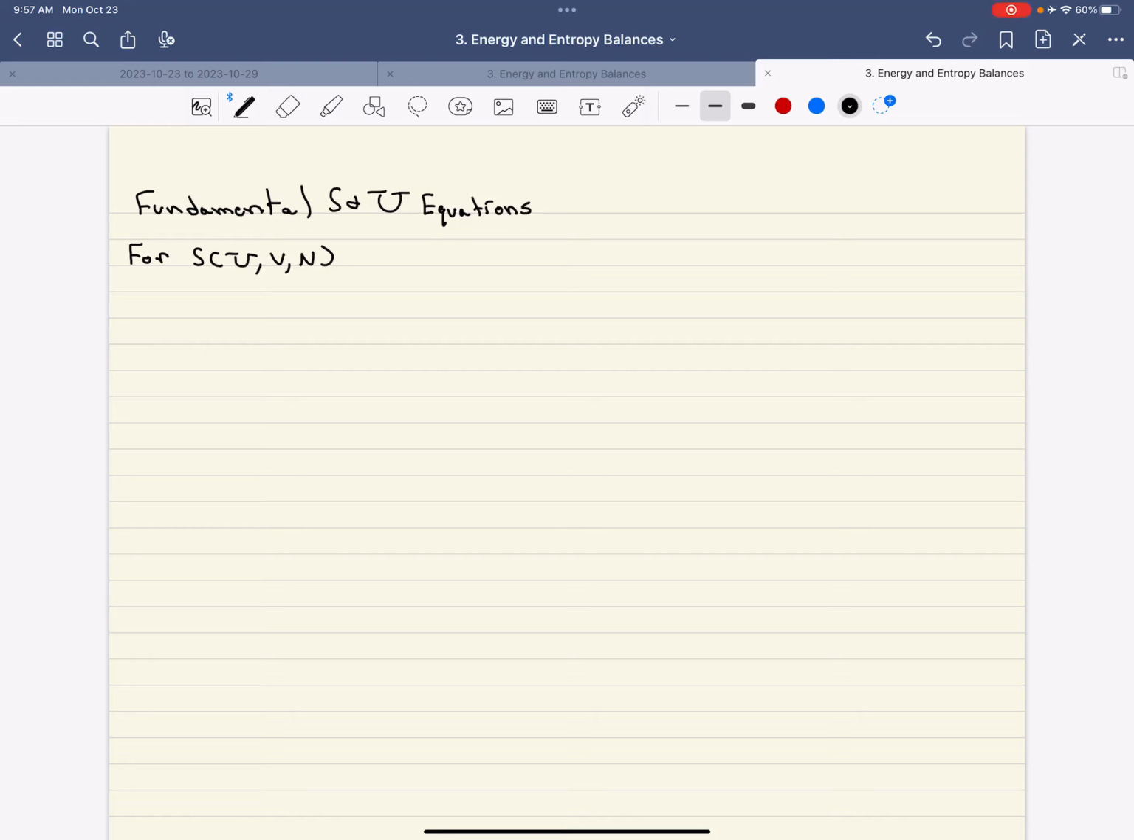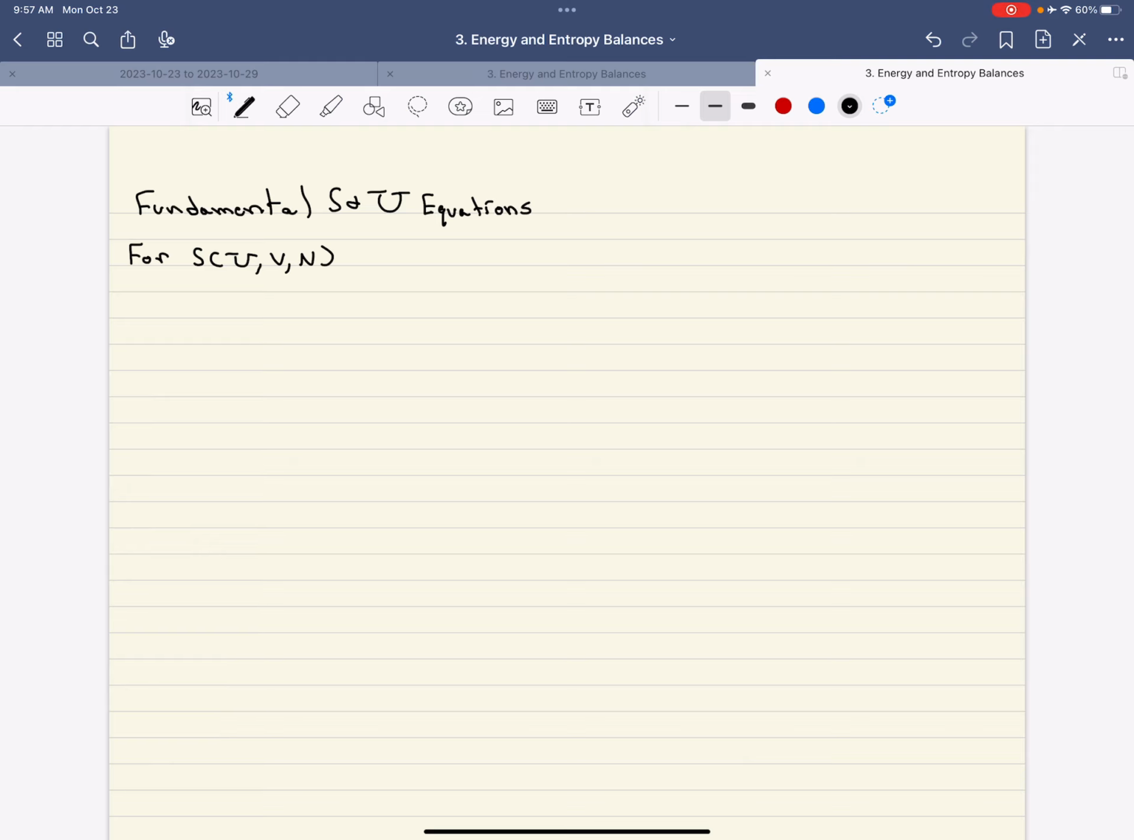In this module, we want to develop a way to describe the changes in entropy and internal energy of a system, describe those changes based on measurable properties like pressure, temperature, and volume. In order to develop a rigorous framework that relates entropy and internal energy to these state variables, we could define and derive what are known as the fundamental entropy and internal energy equations.